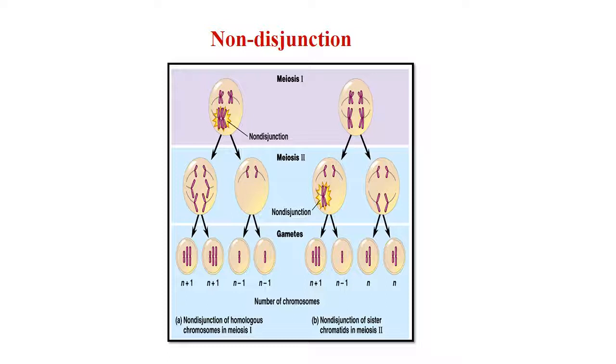In the second case, the non-disjunction occurs at meiosis 2. Here the proportion of gametes obtained with different chromosome numbers is 1 with trisomic, 2 with diploid condition and 1 with monosomic condition.